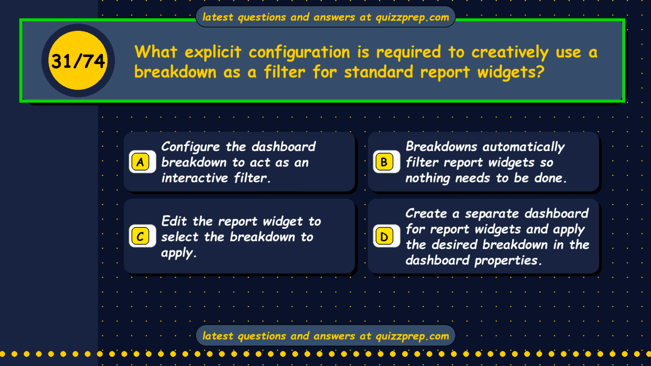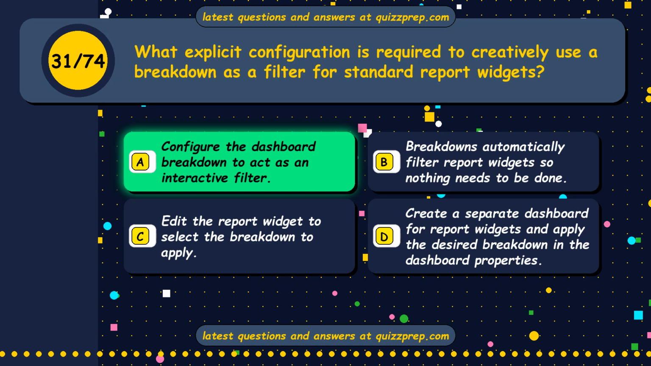Question 31. What explicit configuration is required to use a breakdown as a filter for standard report widgets? Option A, configure the dashboard breakdown to act as an interactive filter. Option B, breakdowns automatically filter report widgets so nothing needs to be done. Option C, edit the report widget to select the breakdown to apply. Option D, create a separate dashboard for report widgets and apply the desired breakdown in the dashboard properties.